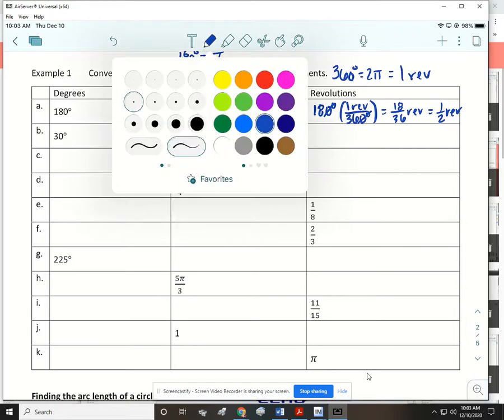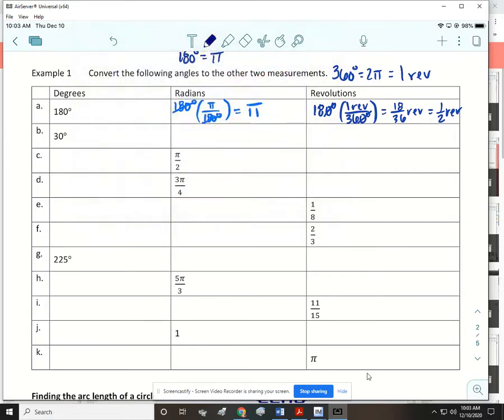All right. Let's look at the next one. It's not quite as obvious. So we have 30 degrees. We want to change to radians. It's the radians column, so we're going to use that same conversion fraction. We're going to multiply by pi over 180 because I want to cancel degrees, so I'll put it in the denominator. I want to change to radians, so I'll put it in the numerator.